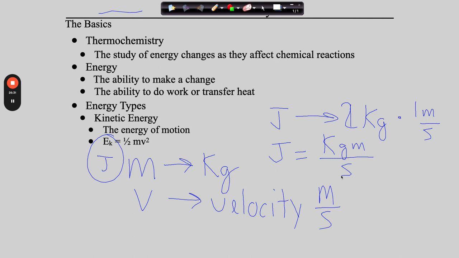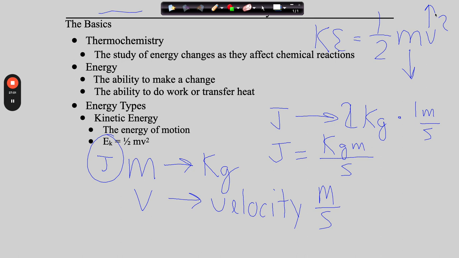Kinetic energy is equal to 1/2 mv². So the idea is the mass went down. We're now using a lighter projectile, but the velocity goes up, and the velocity is squared. Because the velocity is squared, the energy that you lose from mass, you more than make up for in velocity, and now you're transferring more energy through that projectile. Crazy, right?